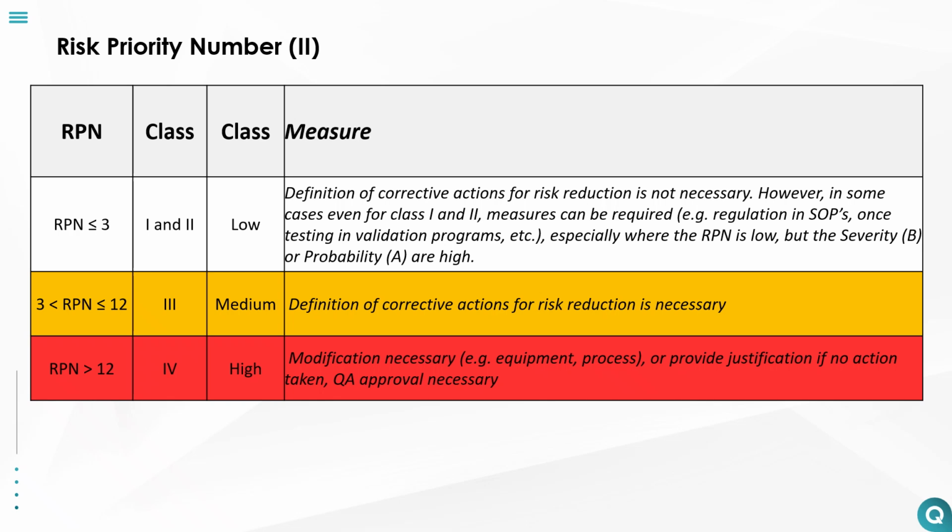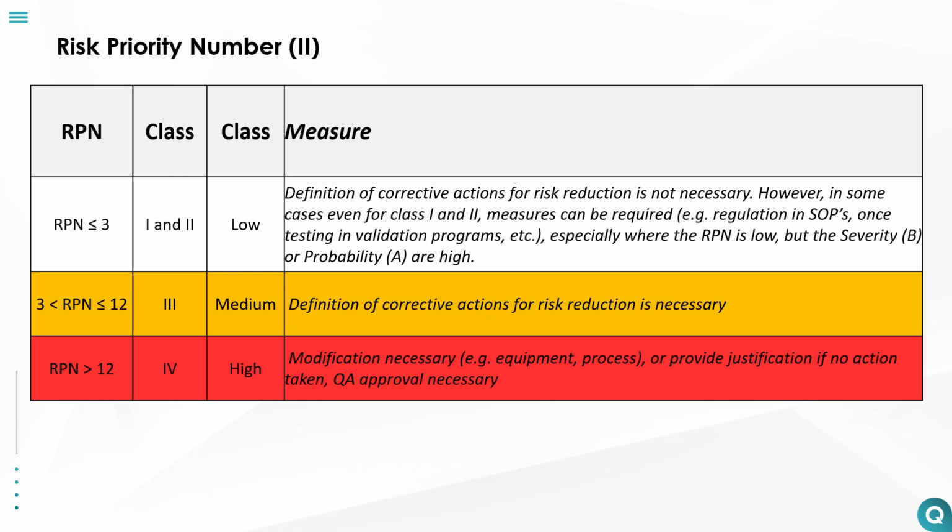For moderate risk, with an RPN between 3 and 12, we're looking at a moderate risk level. For these risks, defining corrective actions becomes essential in preventing problems from growing. These risks may not be critical now, but addressing them promptly helps maintain stability in the process and avoids future complications. For high-risk items with an RPN greater than 12, these are the most severe and considered high risk.